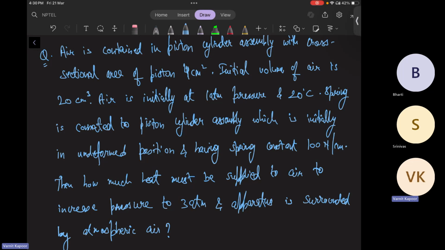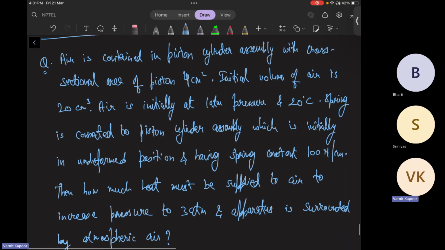Okay, let us discuss. A simple question. It states that air is contained in a piston cylinder kind of device, with the cross-section area of the piston given to you.